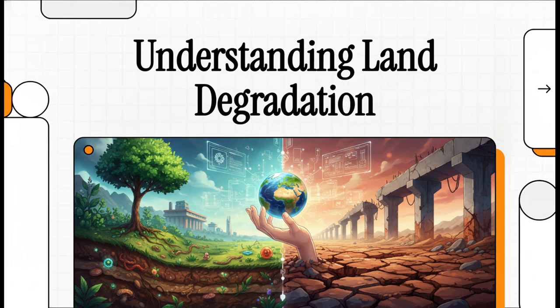Welcome to this explainer. If you're into engineering or designing the cities of tomorrow, it's incredibly easy to just look at the ground as this passive, flat surface waiting for a slab of concrete. But today, we're going to completely flip that perspective. We're looking at land not as some empty canvas, but as a dynamic, living, breathing system that literally sustains our entire civilization. By the time we wrap up, you'll see exactly why the health of the ground beneath our feet is absolutely one of the most critical engineering challenges of our time.